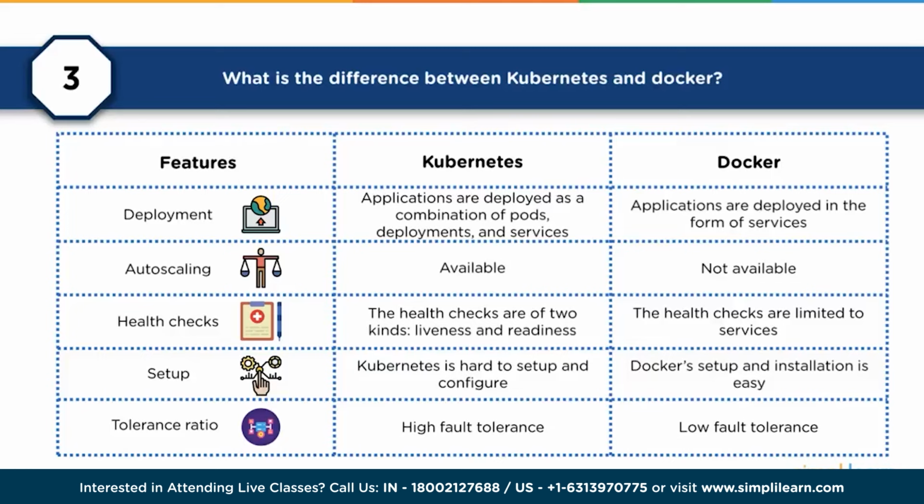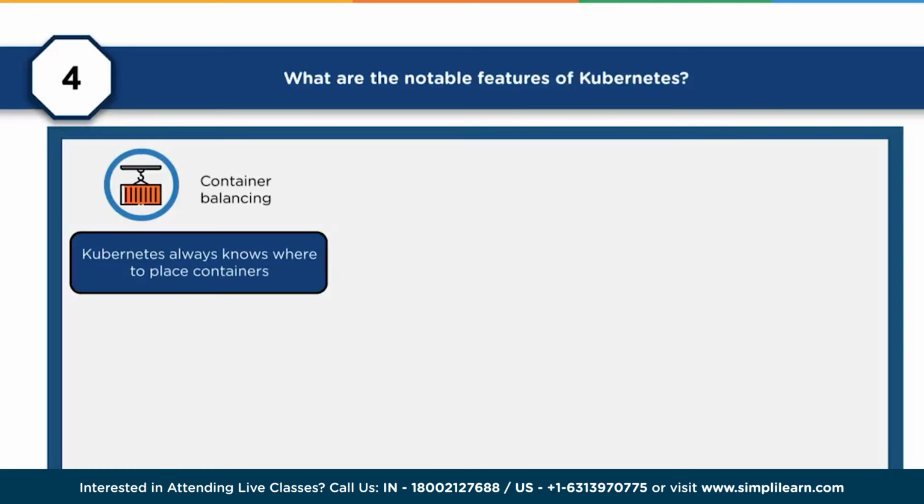As you would expect with the tolerance ratio, there is high fault tolerance with Kubernetes, whereas with Docker there is low fault tolerance. And again, this is fundamental in the two different types of strategy that Kubernetes and Docker have. They're both connected tightly with each other, but they both do different things. So what are the notable features of Kubernetes?